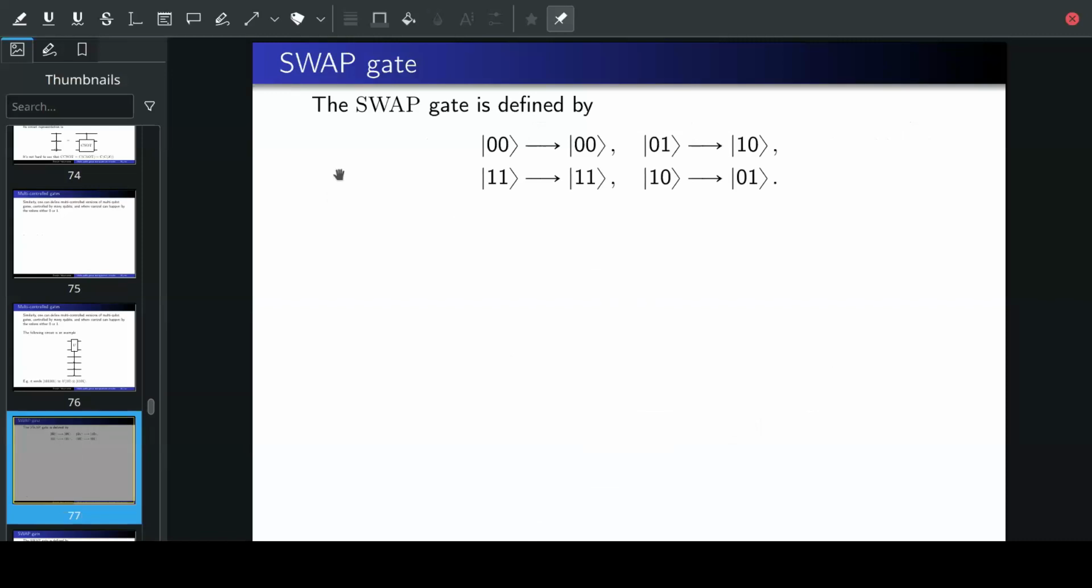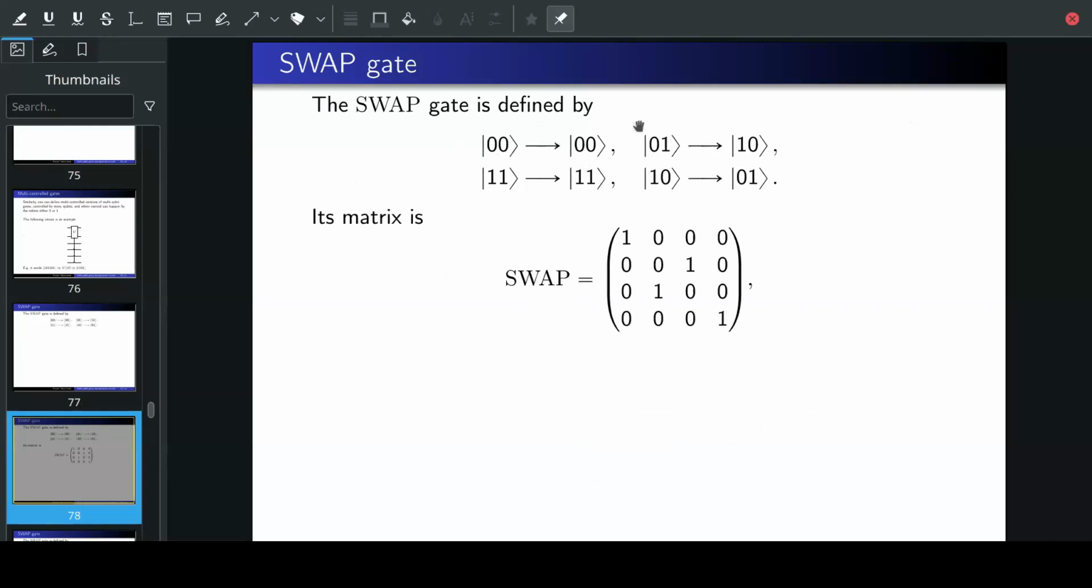The swap gate is also an important gate of quantum circuits, and can be defined by this rule. It actually swaps the bits. So if the two bits were 0, the result will be the same, and similarly for 1 and 1. And if here we have 0, 1, then the result will be 1, 0, and similarly here. So we just swap the bits.